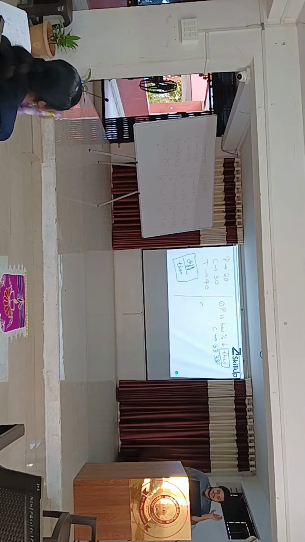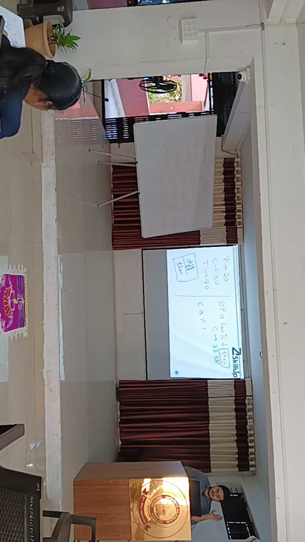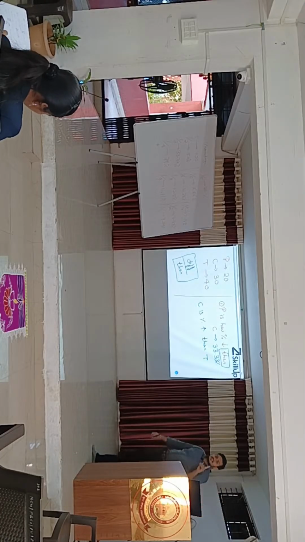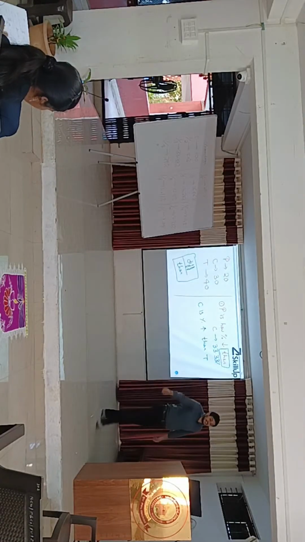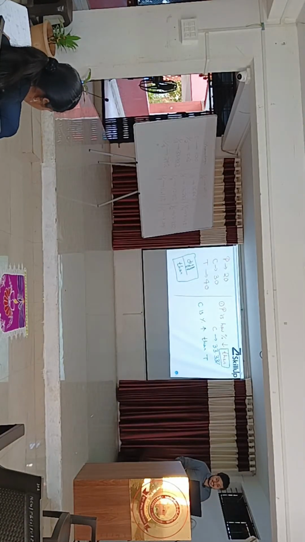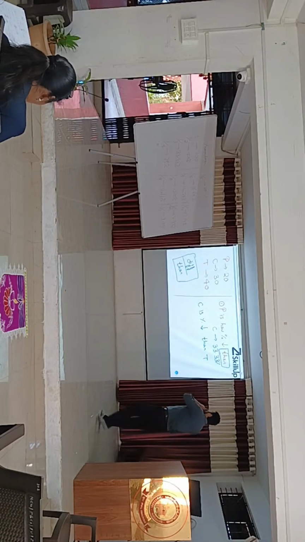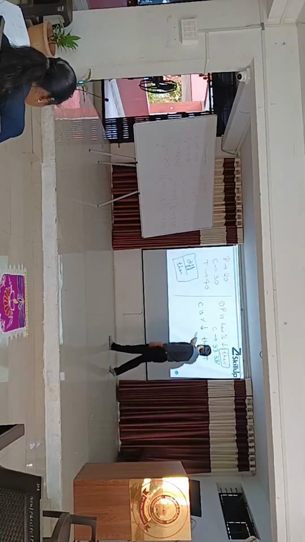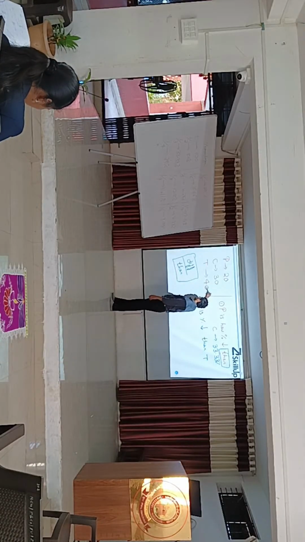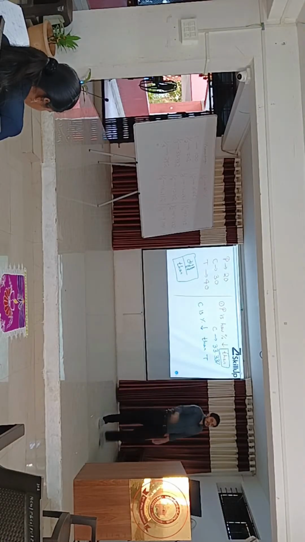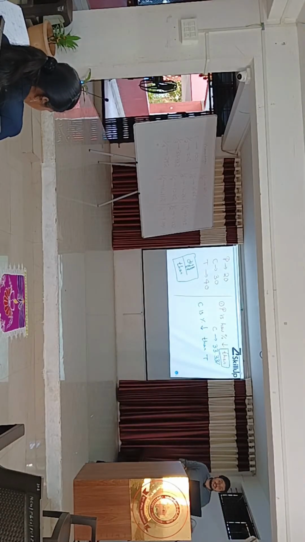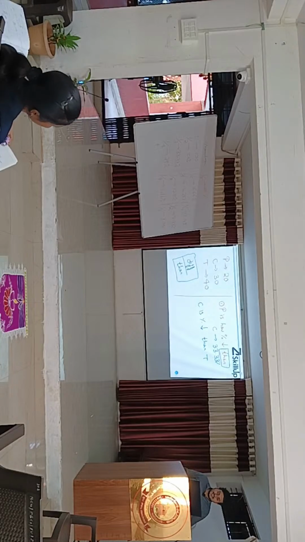Second one. C is how much percentage less than T? Less than T, not more than T. So the difference between C and T is 10, divided by 40. 10 by 40 is how much? 1 by 4. 1 by 4 is how much? 25%. Next.